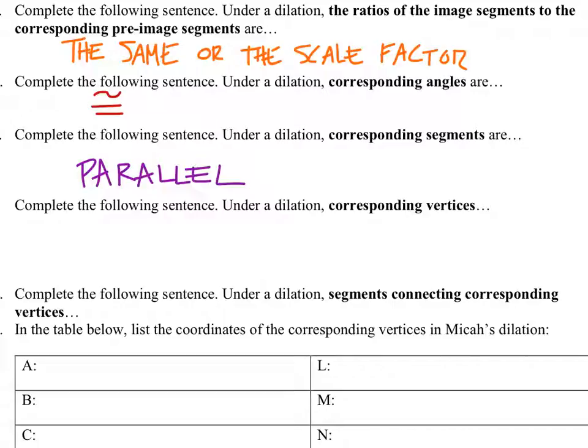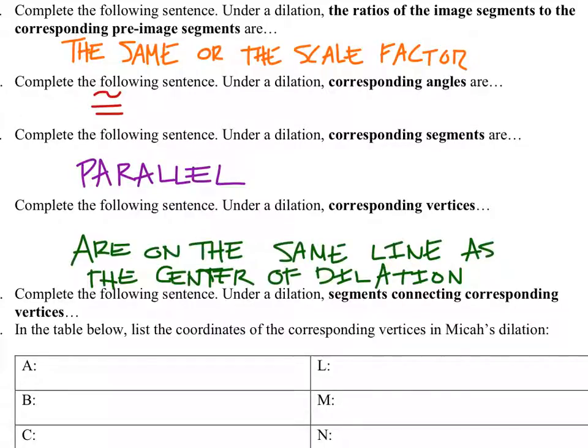Complete the following sentence. Under a dilation, corresponding vertices are always on the same line. And finally, complete the following sentence. Under dilation, segments connecting corresponding vertices intersect the center of dilation as well.